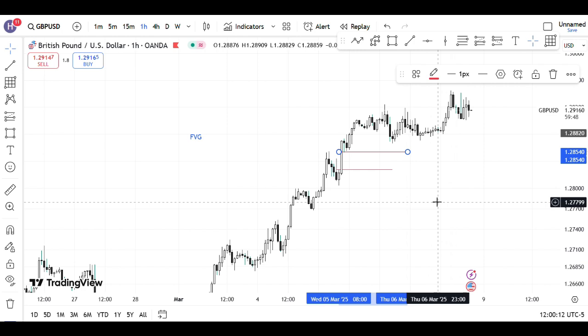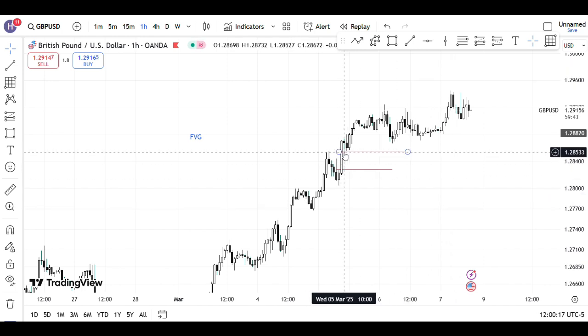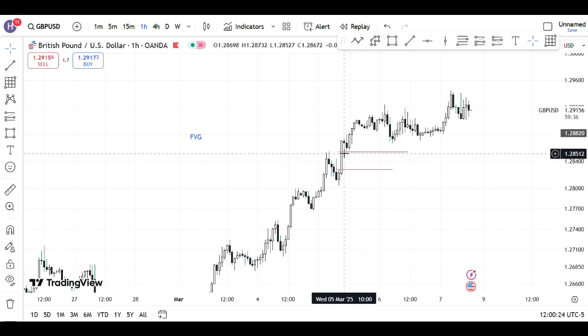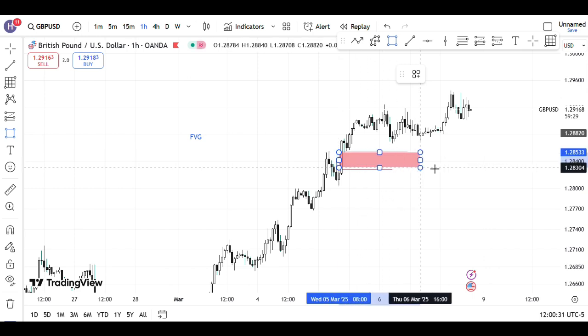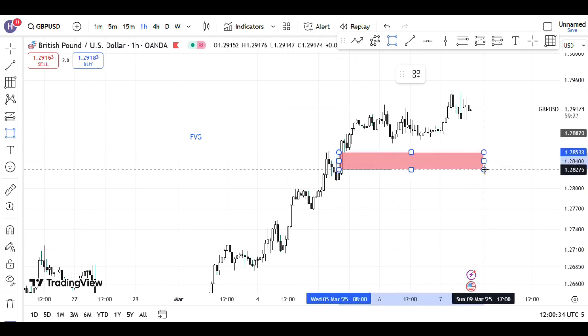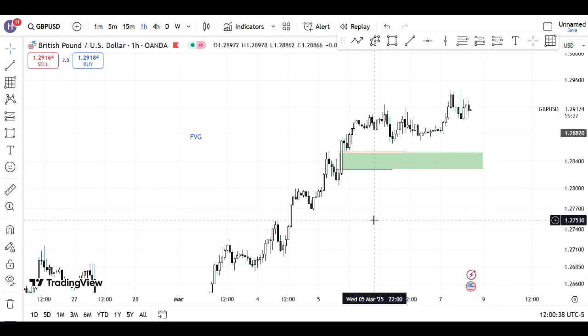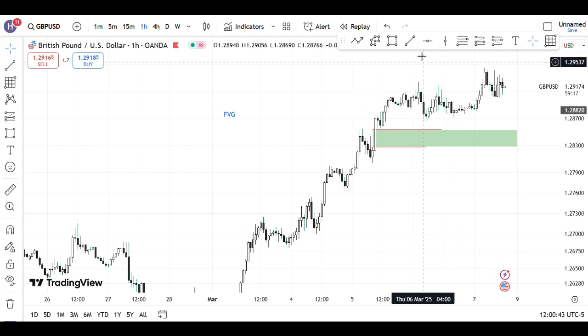So listen, even though you know this. This is the first candle, second candle, and third candle. If we mark the high of the first candle, and if we mark the low of the third candle, this is called a fair value gap. I will mark it like this. I will change the color to green. So this is a fair value gap.